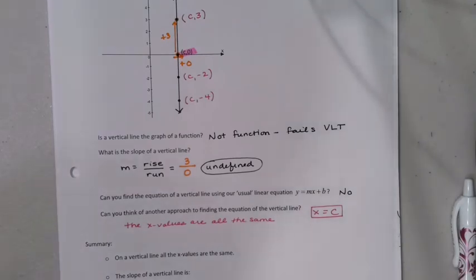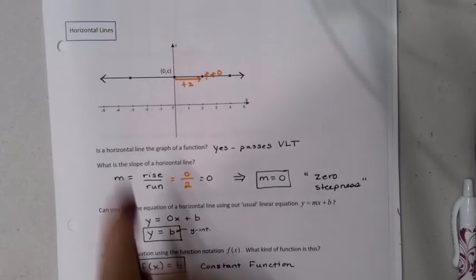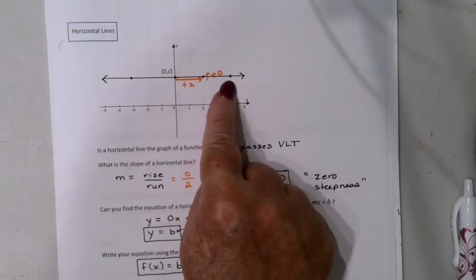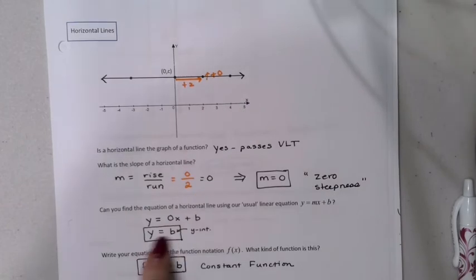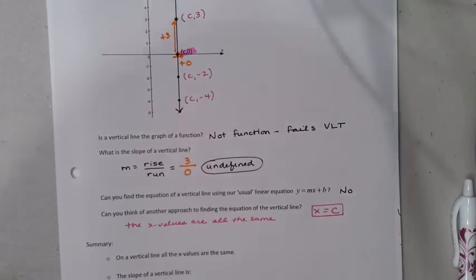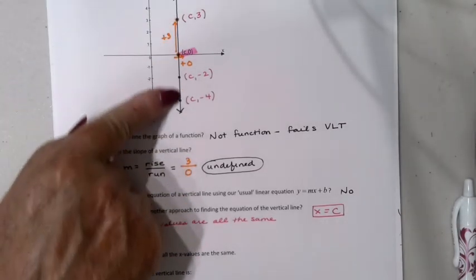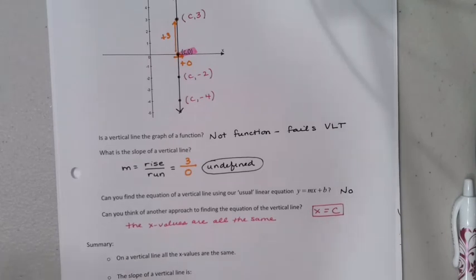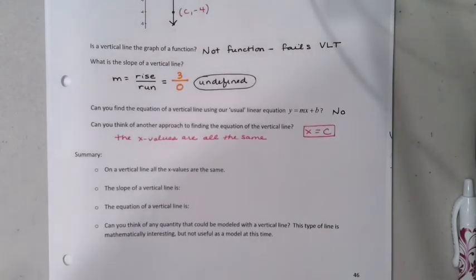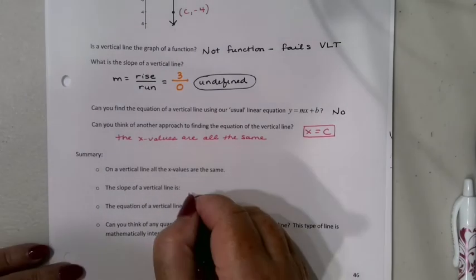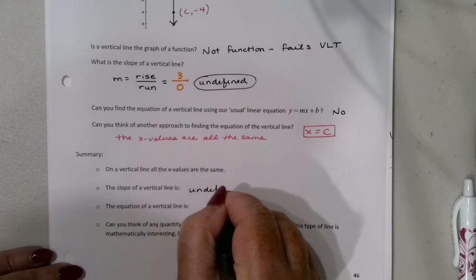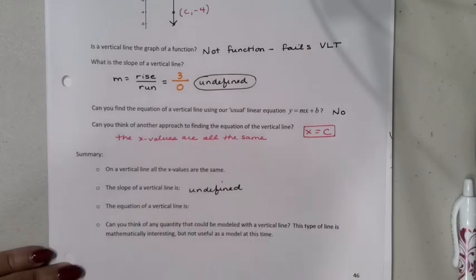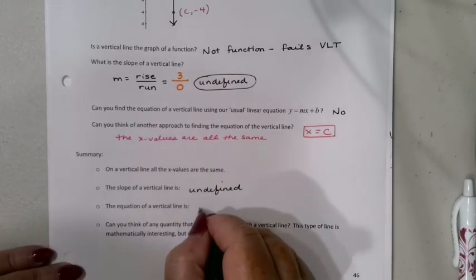So quick comparison. On a horizontal line, all the y values are the same, and the equation is y equals some constant. With a vertical line, all the x values are the same, and the equation is x equals whatever constant. So quick summary, on a vertical line, all the x values are the same. The slope of a vertical line is undefined. And the equation of a vertical line is x equals some constant.